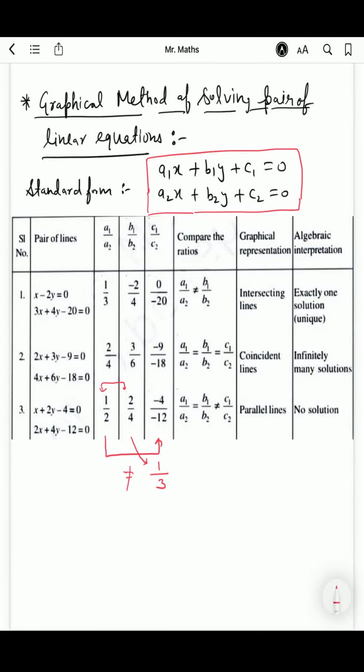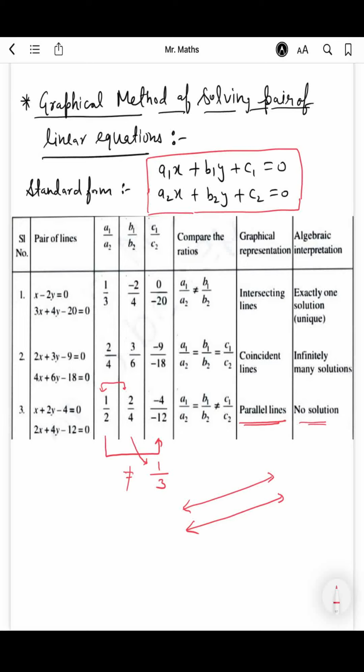In these cases, we say the graphical representation of the pair of linear equations will be parallel. And in case of parallel lines, we say that the equations have no solution because they don't have any point in common. They won't intersect with each other. Hence, there will be no solution.